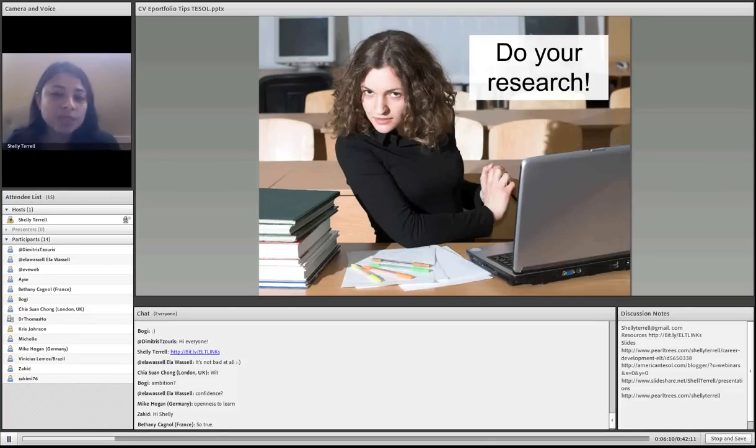Find out their mission statement. If you do a Google search and you look at their website, then you'll be able to see what their philosophy is, what their mission statement is.